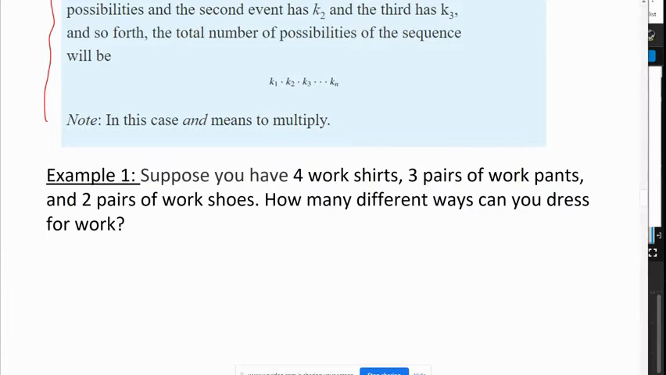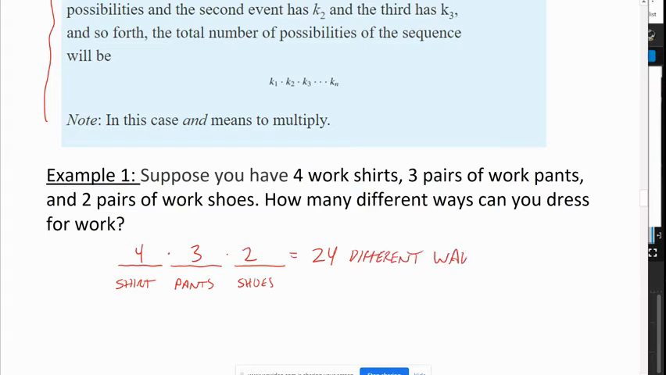So in this first example, we have 4 different shirts we can choose from, 3 different pairs of pants, and 2 pairs of shoes. We want to know how many different outfits we can put together with 1 shirt, 1 pair of pants, and 1 pair of shoes. All we have to do is make spaces for our 3 things: this will be our shirt, this will be our pants, and this will be our shoes. We have 4 options for shirts, 3 options for pants, and 2 options for shoes. So that is 4 times 3 times 2, which is 24 different ways that you can get dressed.